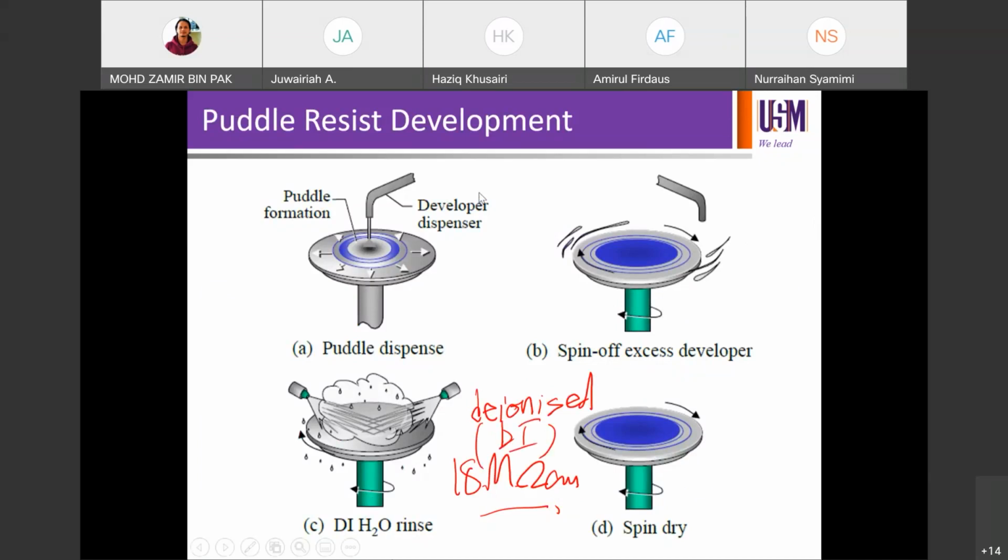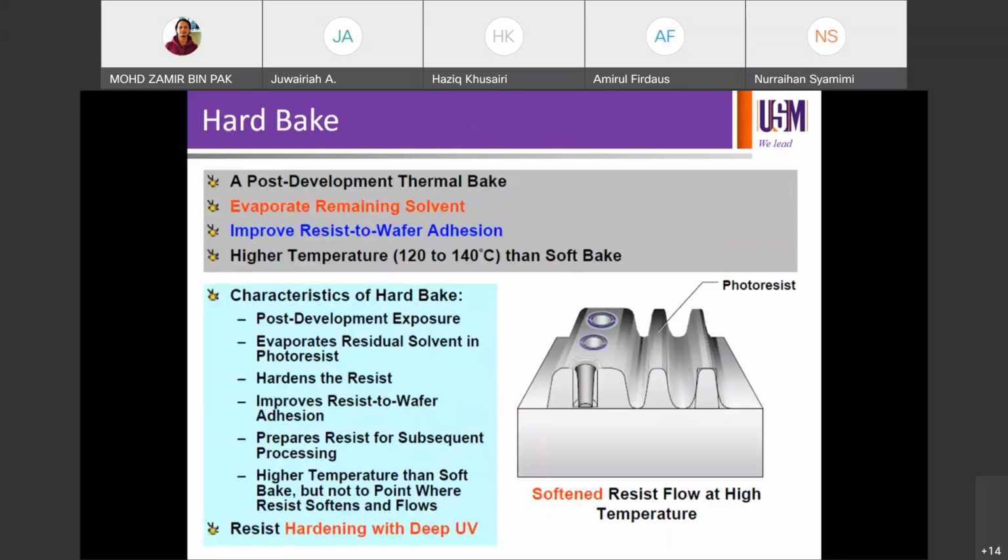Okay, then after the rinsing process, we can spin dry to remove the remaining DI water. Okay, then we move on to hard bake, which is the last step. So hard bake means you bake the features that you have developed.